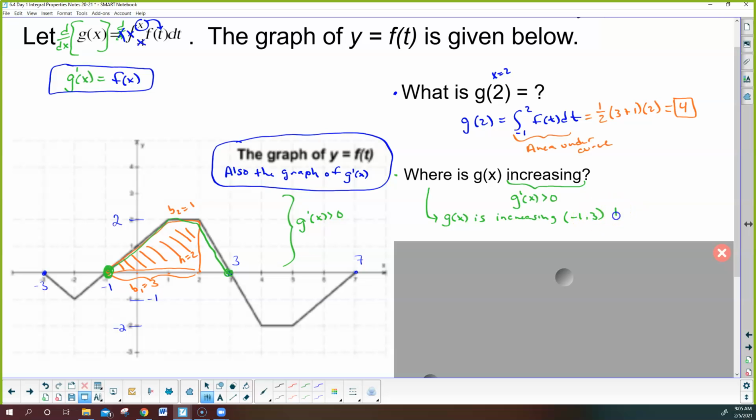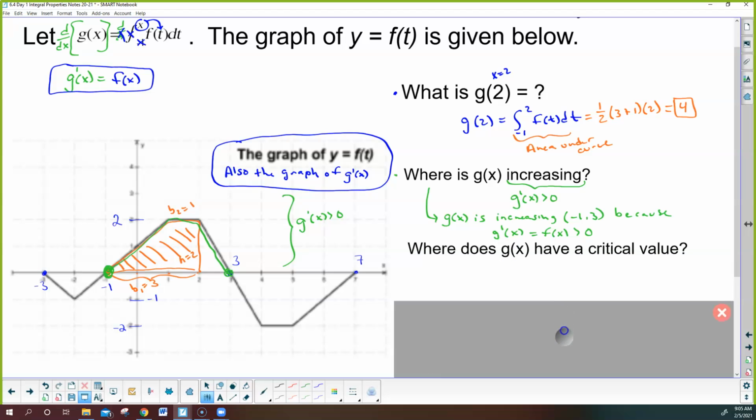And then why? Because we know that g prime of x is equal to f of x. It's important to state that if you were asked to justify it, you need to make the connection that the graph of f is also the graph of g prime, and then we can say that is greater than 0. All right?